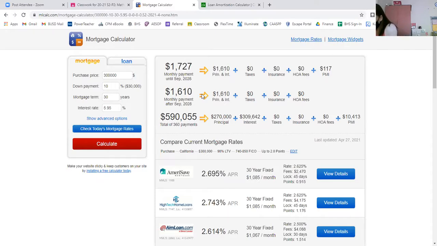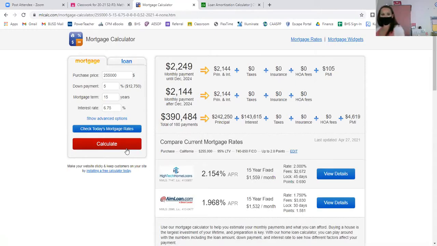Part C says Mary Roberts bought a house for $255,000. I'll just type it in as I read it. Made a 5% down payment and got a 6.75% loan. Again, that's really high for a house. A 15-year loan at 6.75%, not 67. So Mary's monthly payments are $2,144.